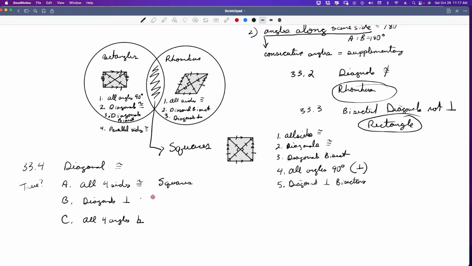The diagonals are perpendicular bisectors of each other. So that would be rhombuses and squares, and that's it. Oh, actually, it can't be rhombuses because the diagonals are not congruent. So for the diagonals to be congruent, and then the diagonals are perpendicular, that's still just squares, right? And then all four angles of the parallelogram are right angles. So for all of these conditions to be true, it has to be.